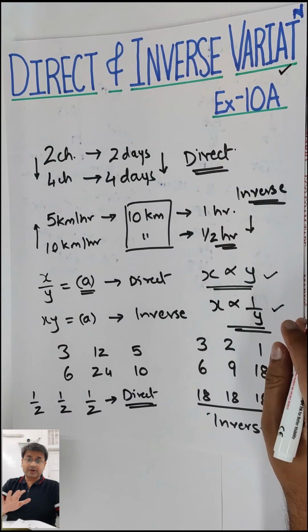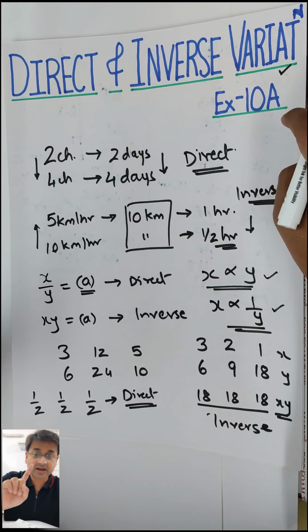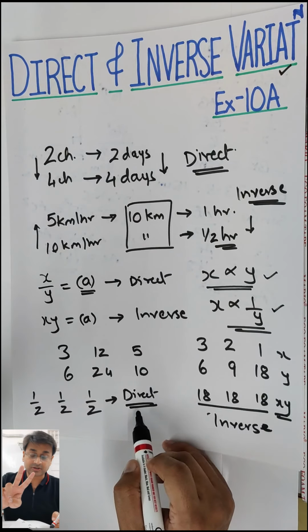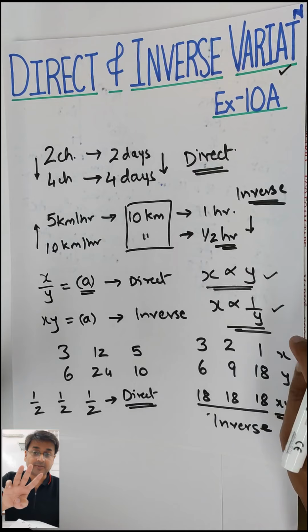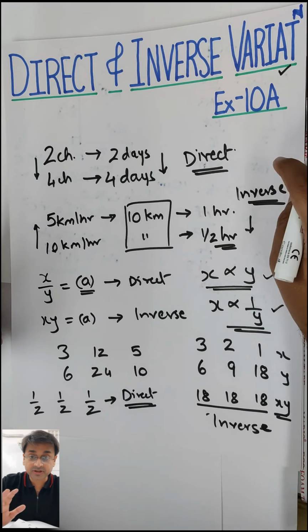So what are you expected to know? Basically only three things. There are two types of variations, direct and inverse. Direct variation, that's the first thing. Second thing, in direct variation the division is going to be constant. In inverse variation, the product is going to be constant. And number three, how will you write? This is how you're supposed to write. That's it. If you know this, you're sorted.